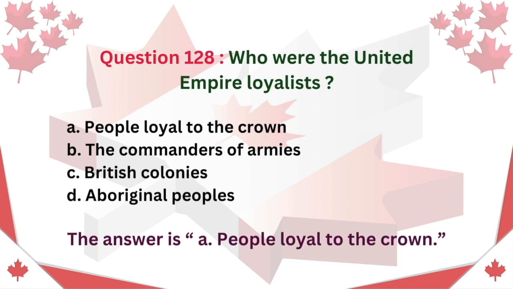Question 128. Who were the United Empire Loyalists? A. People loyal to the Crown. B. The commanders of armies. C. British colonies. D. Aboriginal peoples. The answer is A. People loyal to the Crown.